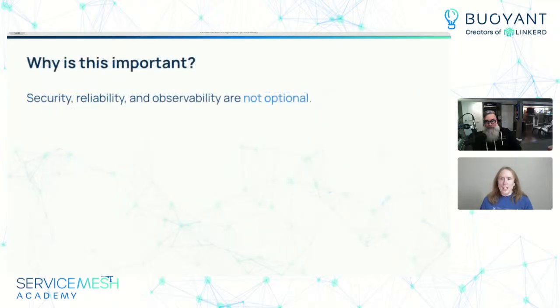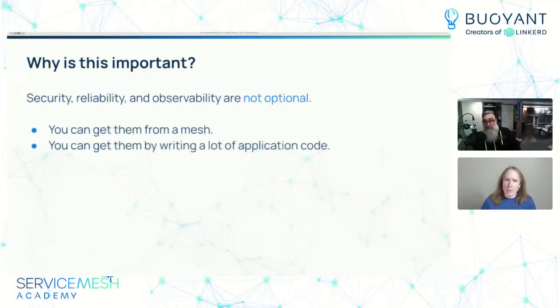So the reason that this is important, the fundamental reason you should care about this, is that security, reliability, and observability are not optional. There has never been a point where somebody was developing their application to go into production who said, we don't care if it's secure. We don't care if it's reliable. You always care, right? Someone cares. Your user cares, even if you don't. And if the user cares and you don't, pretty soon they're not going to be your users anymore. You can get these things from a mesh, which is great. If you don't want to get them from a mesh, you can get them by writing a lot of application code, which is less great.